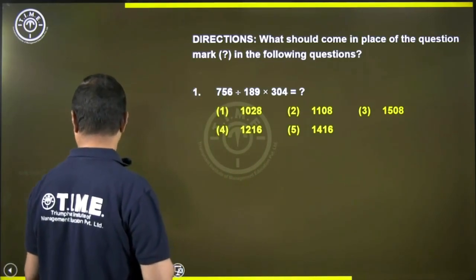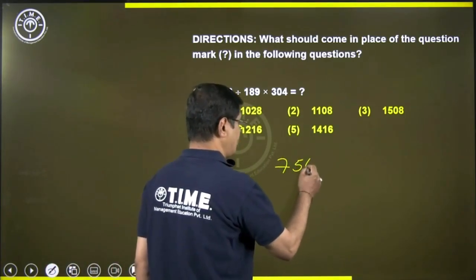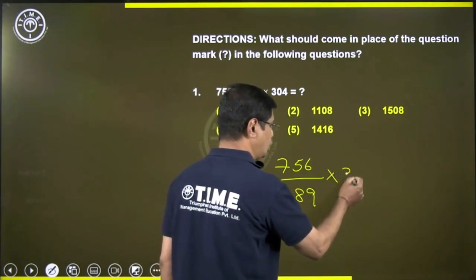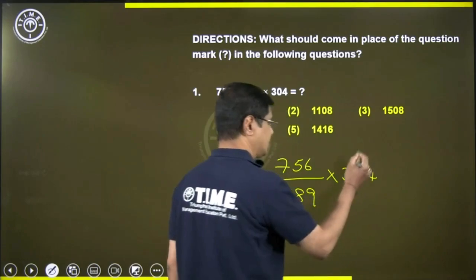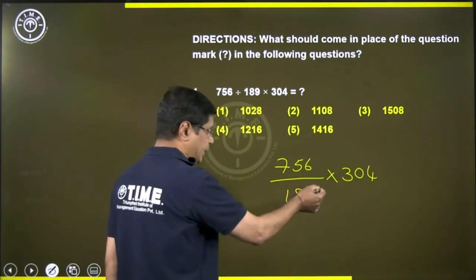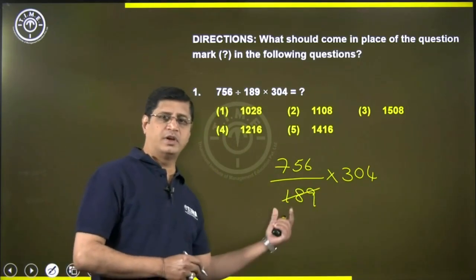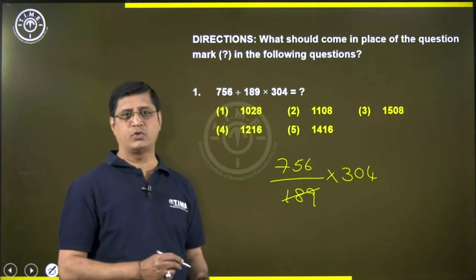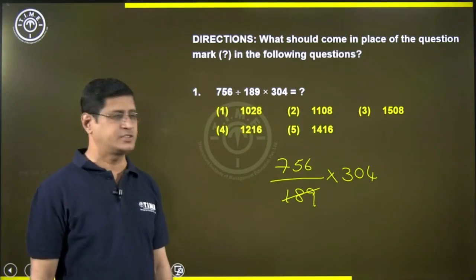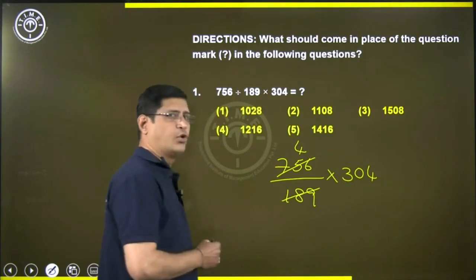756 divided by 189 into 304. Now, if you observe this calculation carefully, 4 times 18 is 72. Here 180 into 4 is 720. 4 times 9 is 36. 720 plus 36 is 756, which means it goes exactly 4 times.